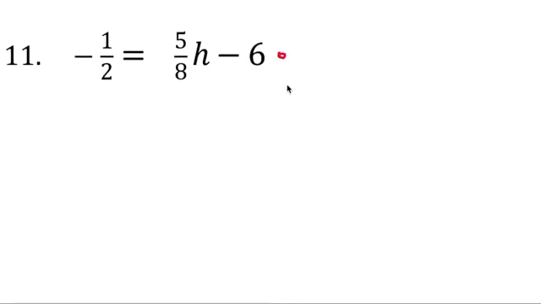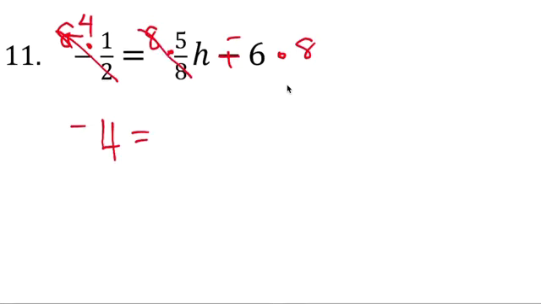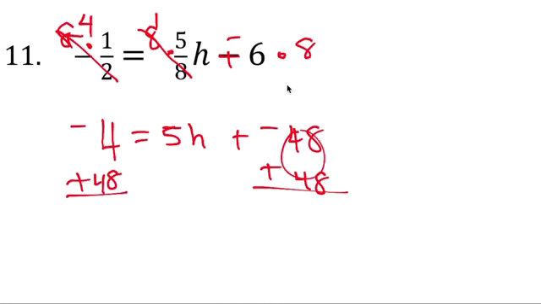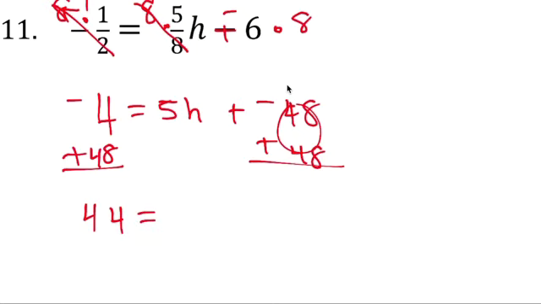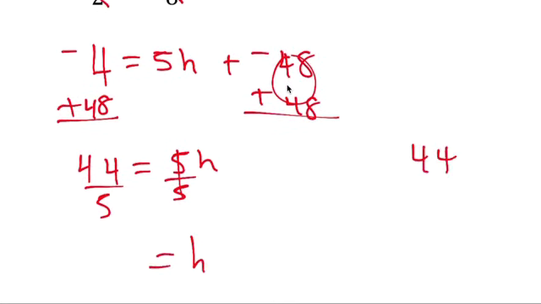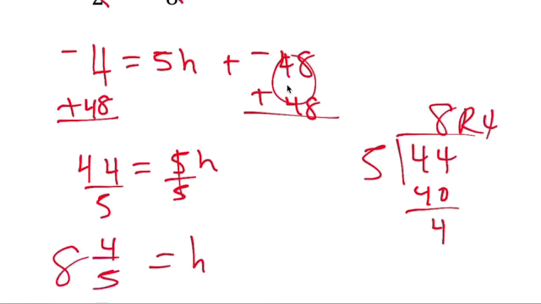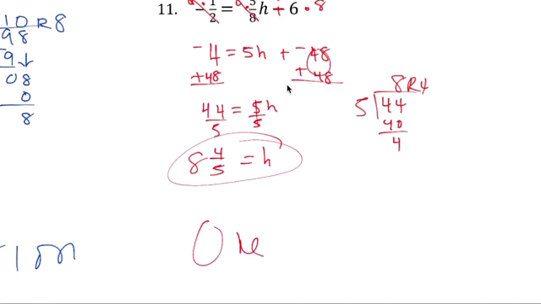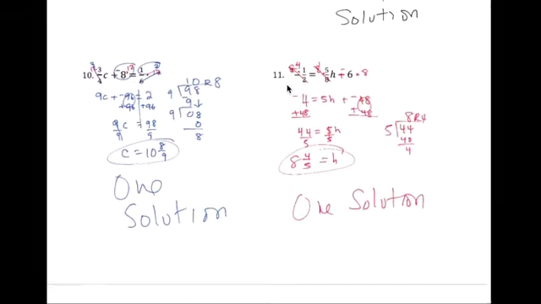Same thing here, least common denominator is 8. Cross cancel, 2 into 8, 4 times. 4 times negative 1 is negative 4. Cross cancel, 1 times 5 is 5h, plus a negative 48. Add 48. Get 44 equals 5h. Divide by 5. That h equals 44 divided by 5, which goes in 8 times with a remainder of 4. 8 and 4 over the denominator 5. This is called one solution, has one letter left. Okay, that's it.